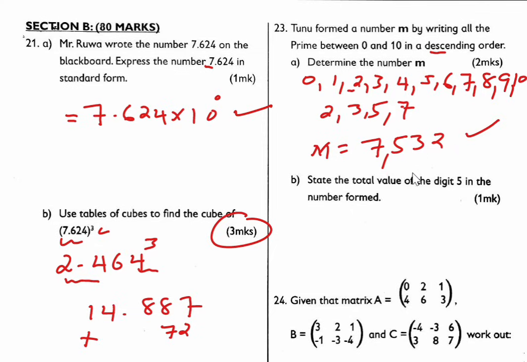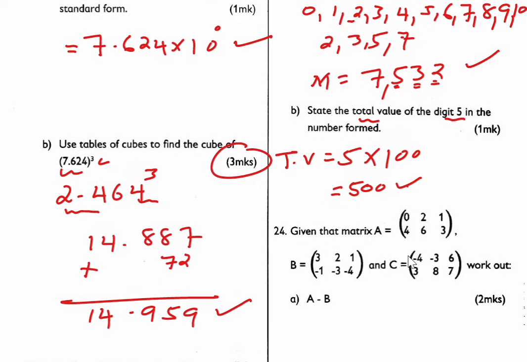So place value, so total value. It is very easy. The total value of digit 5: the digit is 5, multiplied by its place value. So this is ones, this is tens, this is hundreds. So it will be 5 times 100. We get 500. Therefore, the total value of digit 5 is 500. We continue with number 24.